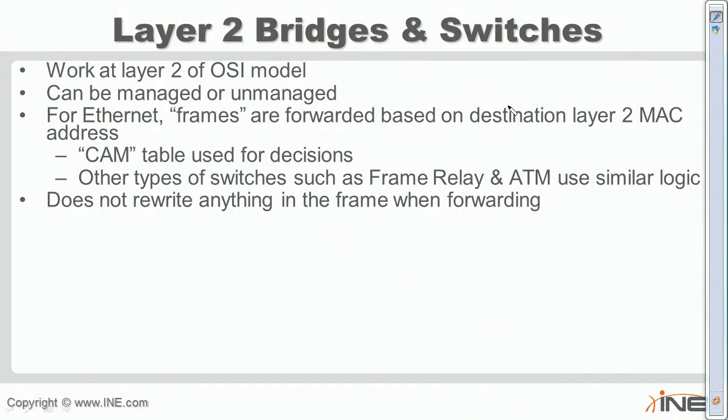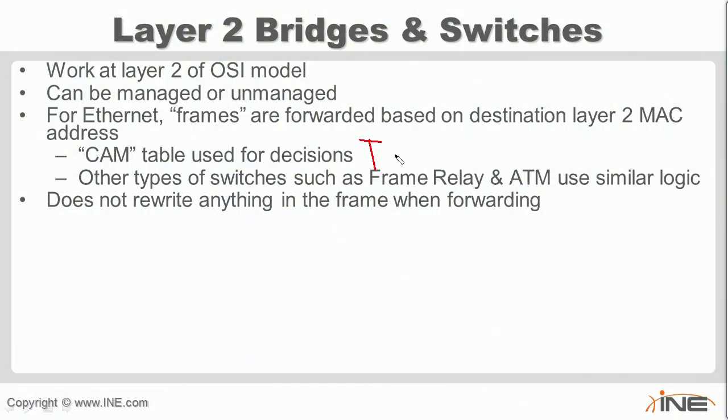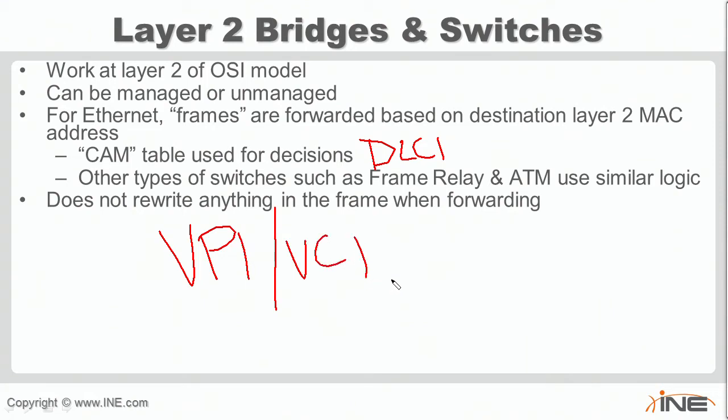We'll see that when we talk about some of the WAN medias, like Frame Relay or ATM, there's also switches that use this same type of logic, that as a packet comes in, or as a frame comes in, I'm going to make the decision based on the layer 2 address where it's supposed to go to. In the case of Frame Relay, it would be doing this based on the data link connection identifier, or the DLCI address. In the case of ATM, it uses what's known as the virtual path identifier and the virtual channel identifier, or the VPI/VCI.